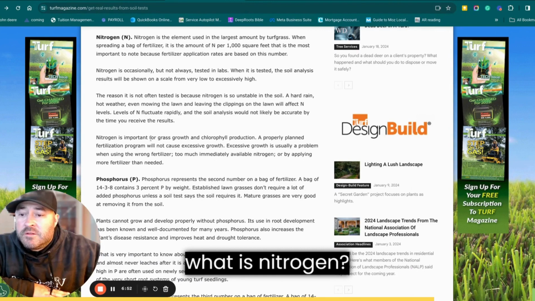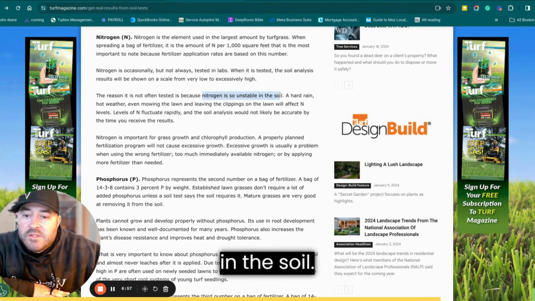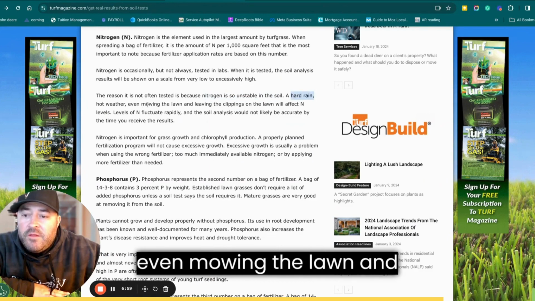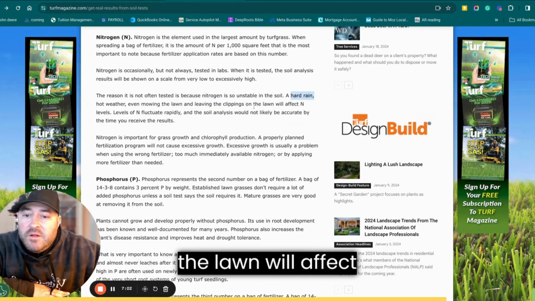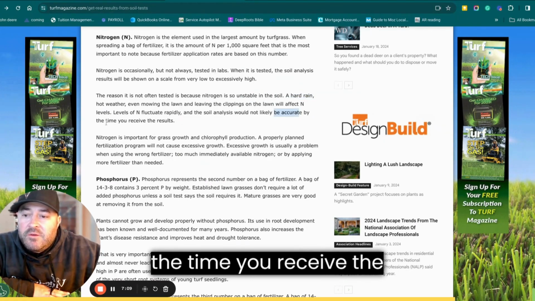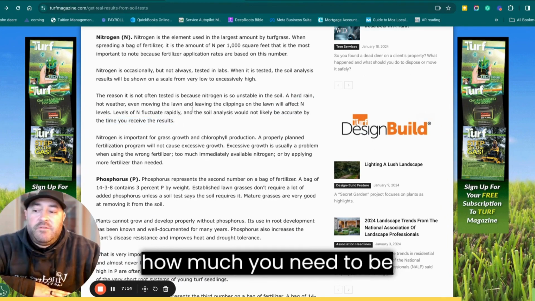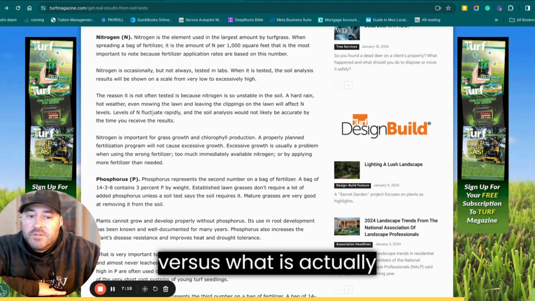All right, so what is nitrogen? The reason it's not often tested is because nitrogen is so unstable in the soil. A hard rain, hot weather, even mowing the lawn and leaving the clippings on the lawn will affect nitrogen levels. Levels of nitrogen fluctuate rapidly, and the soil analysis would not likely be accurate by the time you receive the results. So they usually just tell you a suggestion of how much you need to be putting down a year versus how much is actually in the soil.